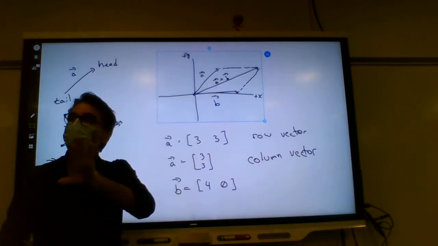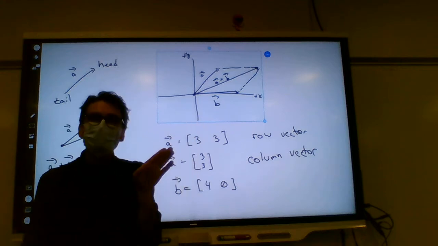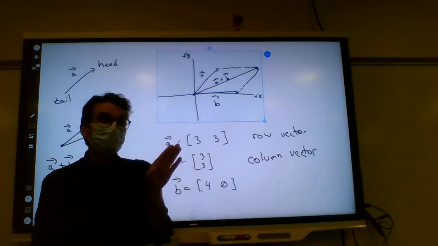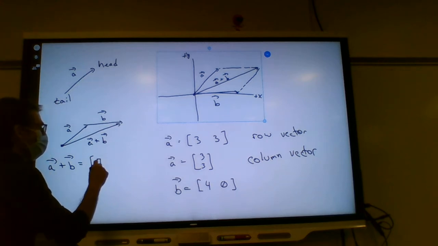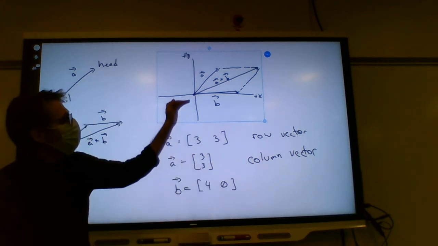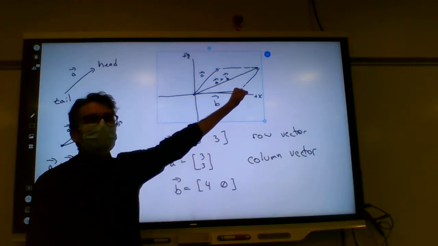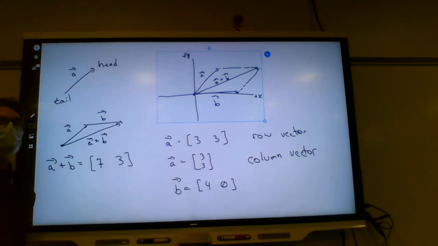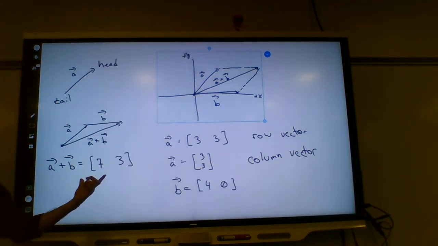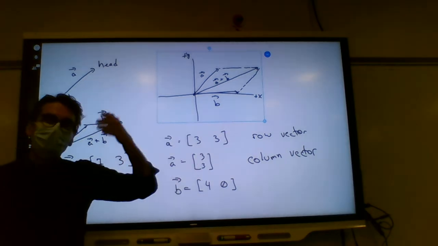Well, A moves us a distance of 3 in that direction, and B moves us 4 more. So total, we've moved 7. And then A moves us up 3, and B moves us up none. And so A plus B looks like this algebraically, right? So what do we do? Adding component by component.